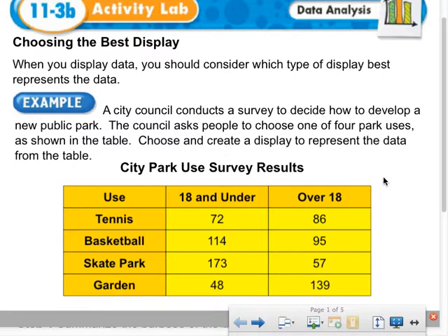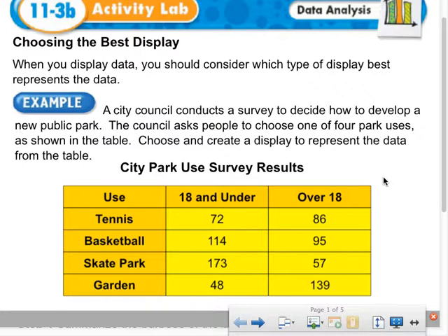Okay, this is Unit 5, Lessons 3 and 4. Lesson 3 is actually an activity. It's not really a lesson. You're choosing the best display. When you display data, you should consider which type of display best represents the data.